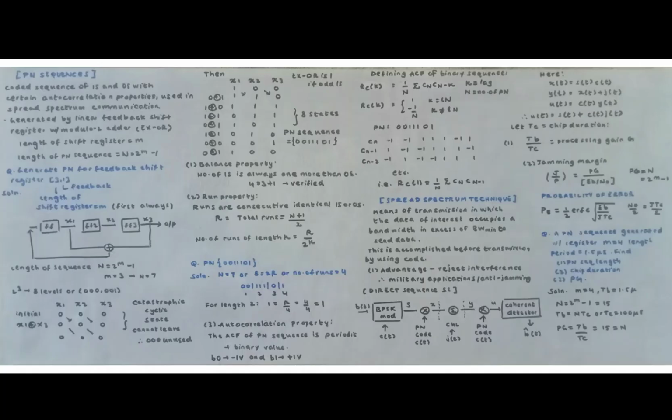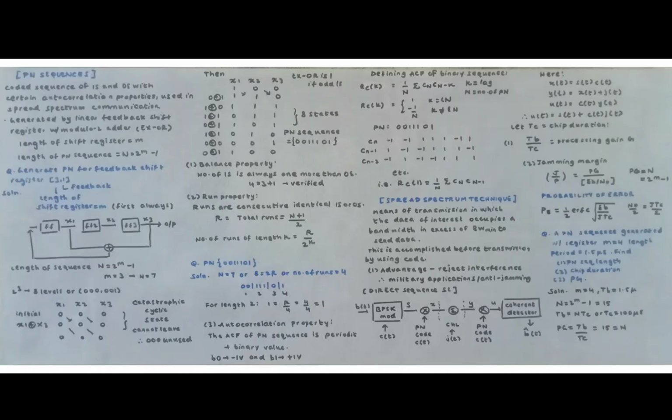The jamming margin is given by Pg divided by Eb by N naught. Usually Pg is just equivalent to N, which is 2 power m minus 1. We already know that. So whenever we're asked Pg, then you can just calculate it as N. The probability of error is given as half ERFC of root Eb by JTc, where N naught by 2 is equal to JTc by 2. So that's the probability of error for the direct sequence spectrum.